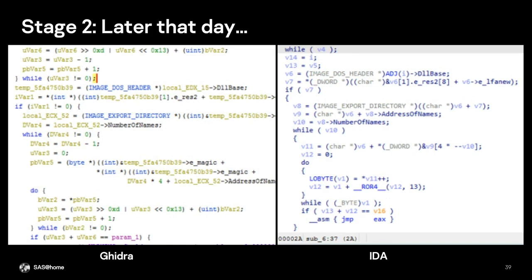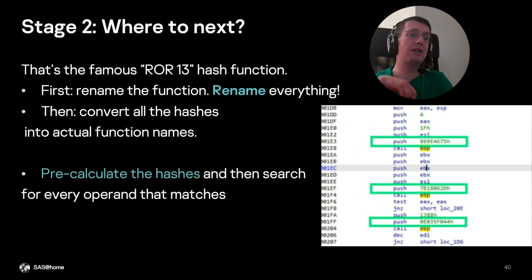It's funny that both of the decompilers make some errors in naming the fields. And almost similar errors, but you can see that, well, the code is just going over the names in the export directory, then hashing every name and checking if the name matches the argument. And if it does, it will just jump to the address. So it will resolve an API by the hash and then just jump to the function. We usually call it get API by hash. And in our case, it's a very famous function. It's the ROR 13 hashing function.